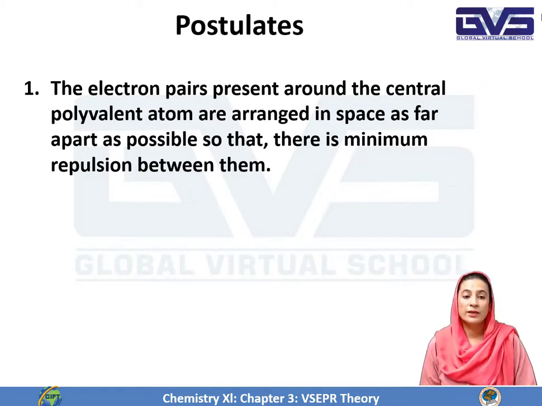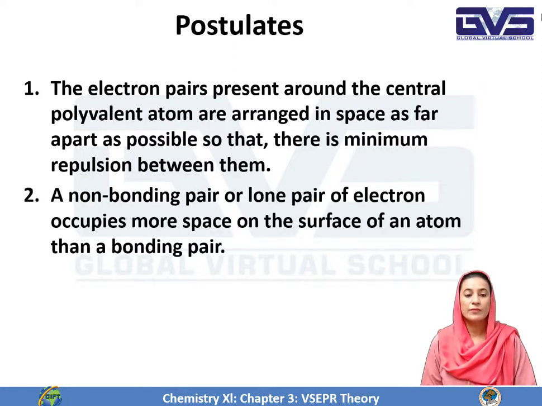So according to the first postulate, the electrons that are surrounding the atom are arranged in space so that they have the maximum distance and the minimum repulsion between them.